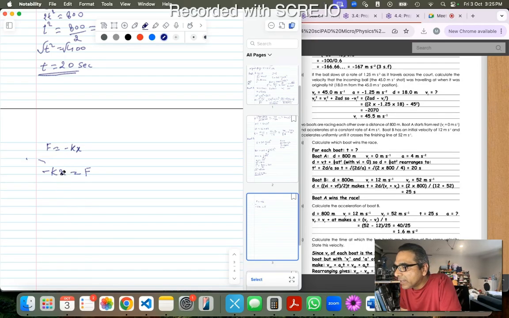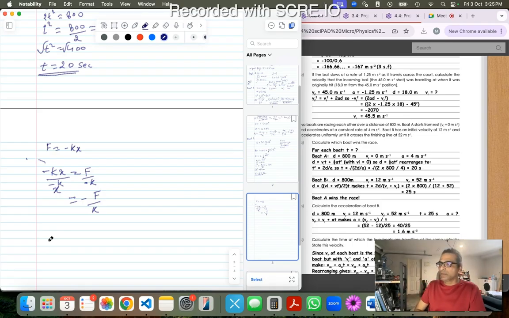And for x, how do I get the x? I have to divide by minus k this side and divide by minus k this side, right? So I will get x equals minus F by k. But you have to remember that there is a minus sign. Write it down to give the solution.